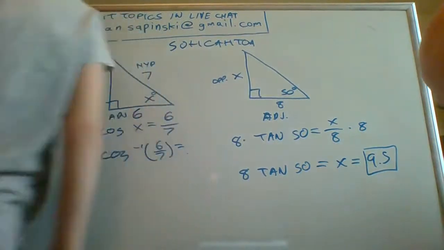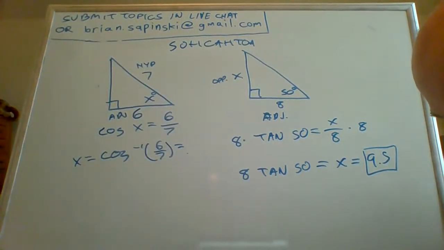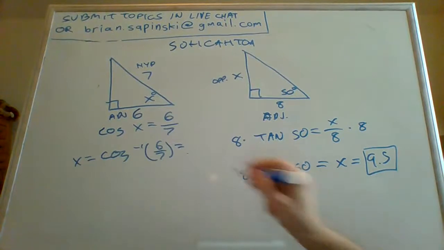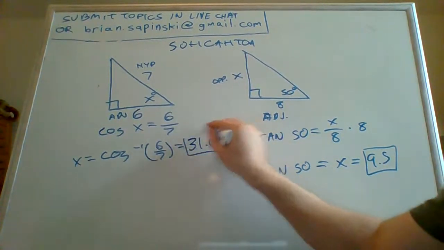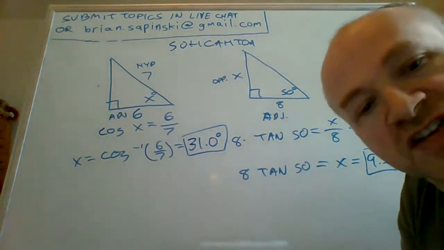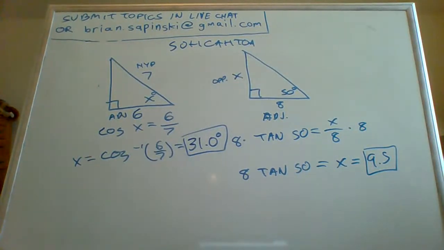Okay, so let's just see real fast here what that comes out to. Cosine inverse of 6/7. And okay, so that comes out to pretty much the opposite. It comes out to about 31 degrees, or whatever the case is. And everything adjusts accordingly from there.